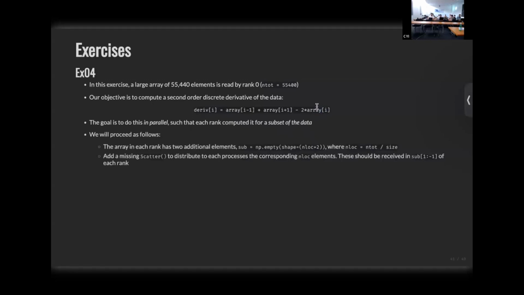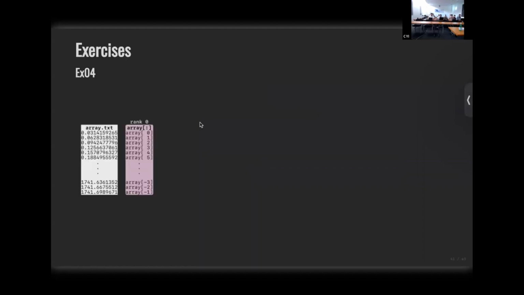So maybe actually I don't go through all this text, but maybe I show a picture. So you have the array here that you want to compute this derivative on. You read it in rank 0. So rank 0 now has all the elements of the array, and then you want to distribute this to the processes. So you do something like this.